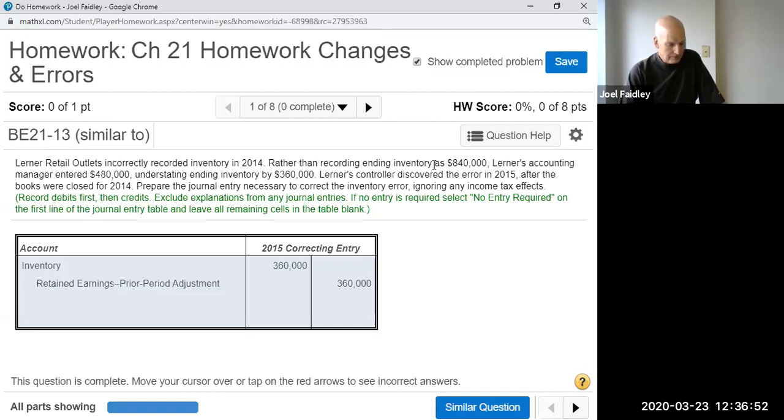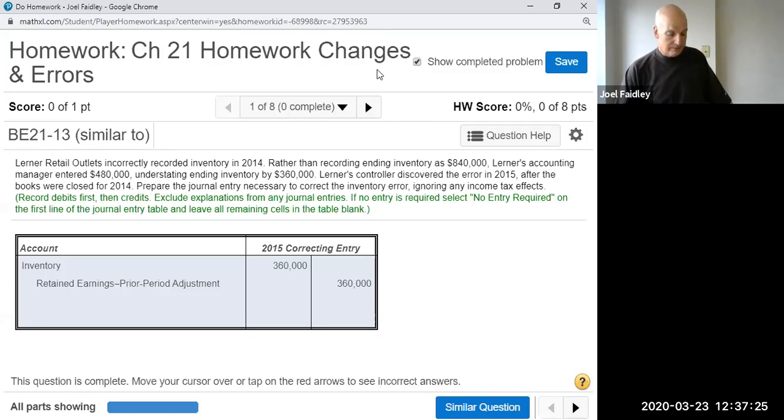All right, so the first one here is this retail outlet. They incorrectly recorded inventory. So that tells you it's an error, correct? Which means what you do when it's an error. It's retrospective, retroactive. You go back, you got to change retained earnings if the books are closed. And it says rather than recording ending inventory as 840, they recorded as 480. So understating ending inventory by 360. So if it's understated by 360, then what do we need to do? We got to increase inventory by 360.